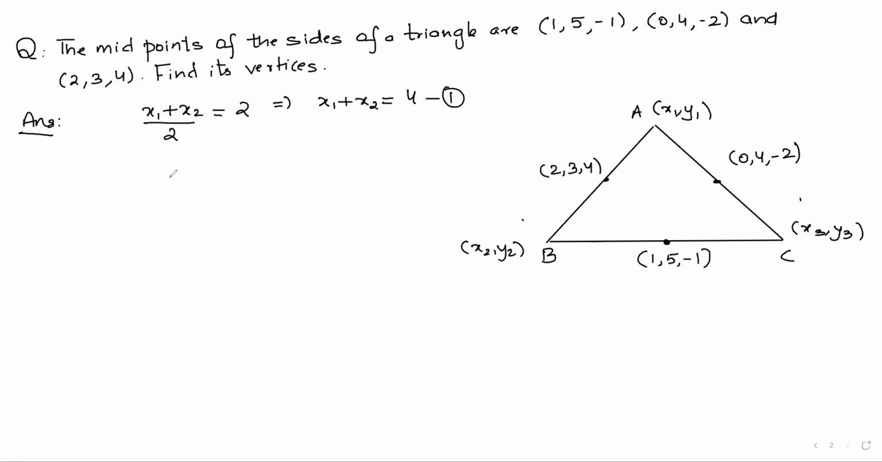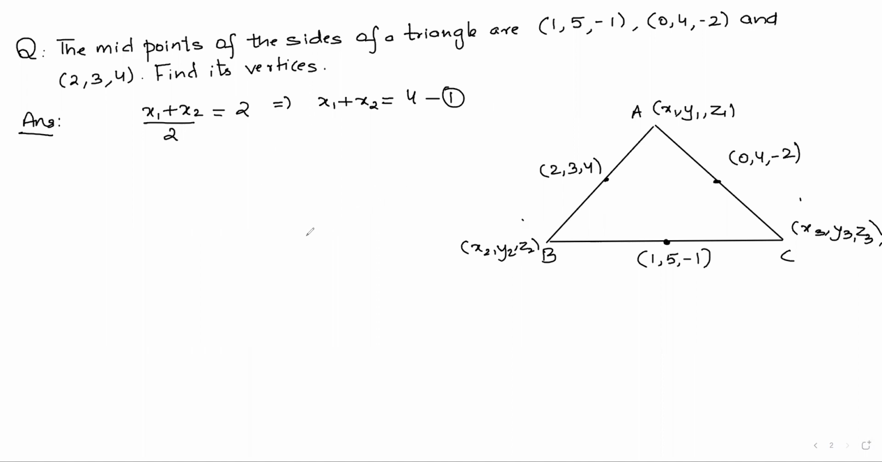So the vertices will have z coordinate also, right? Okay, I missed it. Yes, z coordinate is also there. So this is z1, this is z2, and this is z3. Is this clear? Yes, sir.